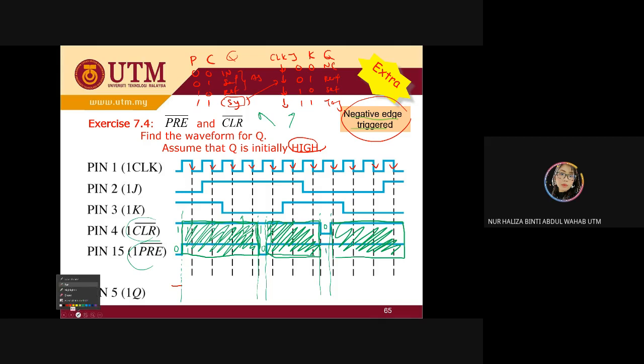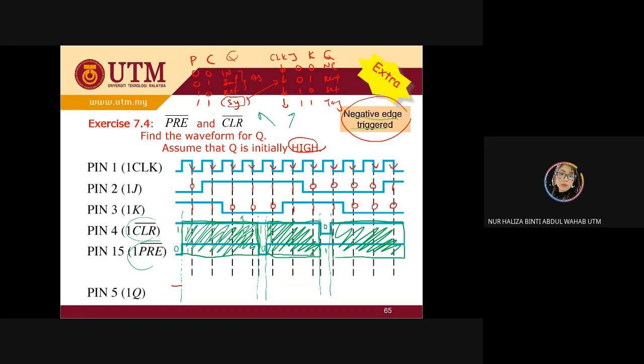Okay, we are done putting all the values, but we still need to put the JK values, only at the specific single line. At this side, my J is 0, my K is 1. At this side, 1, 1, 1, 0, 1, 0, 1, 0, 1, 1, 0, 1, 0, 1, 0, 0, 0, 0, 1, 0. Done. Everything is done.